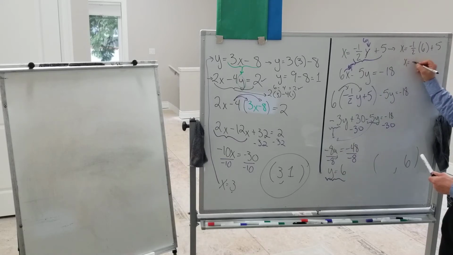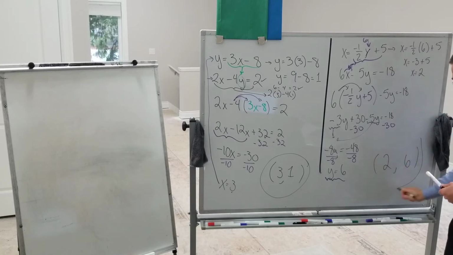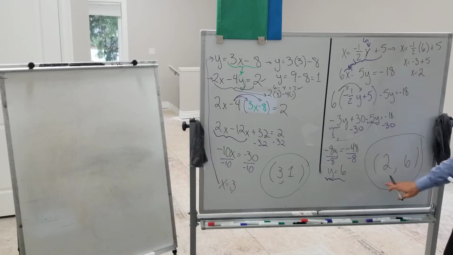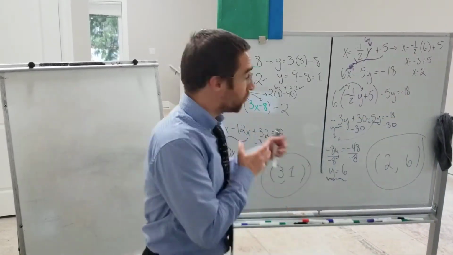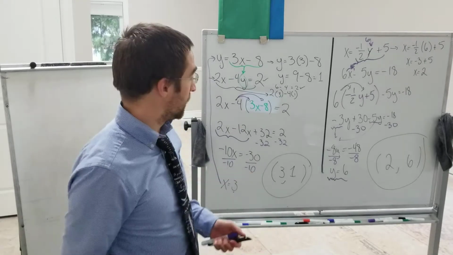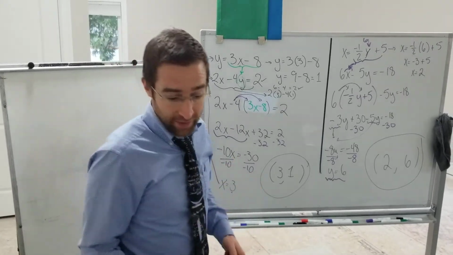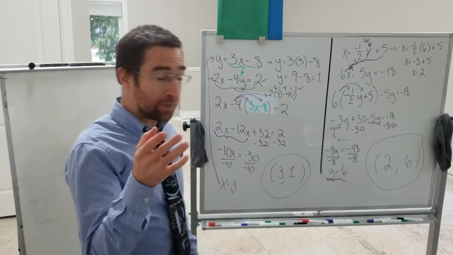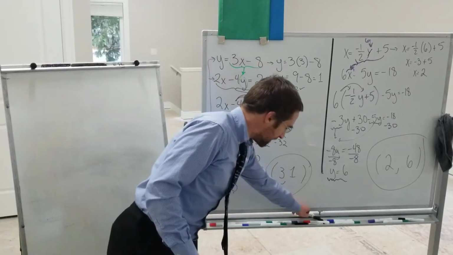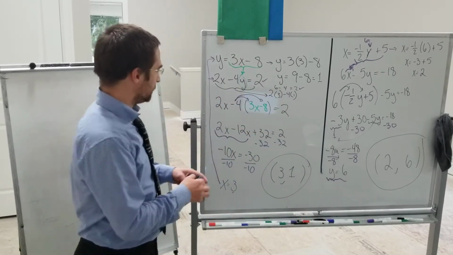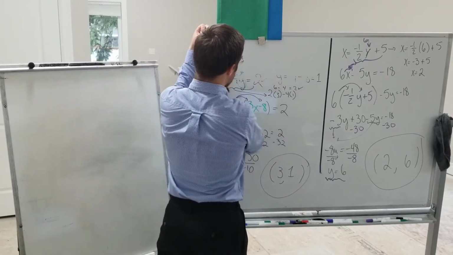So x equals negative 3 plus 5. Negative 3 plus 5 is 2. So x equals 2, so the solution is 2 comma 6. X is 2, y is 6. Okay, this is what we did in class for our lesson. Now, I'm going to throw a little bit more challenging problems at you, because it's good to challenge yourself a little bit. So we've got 3 more examples to go over.